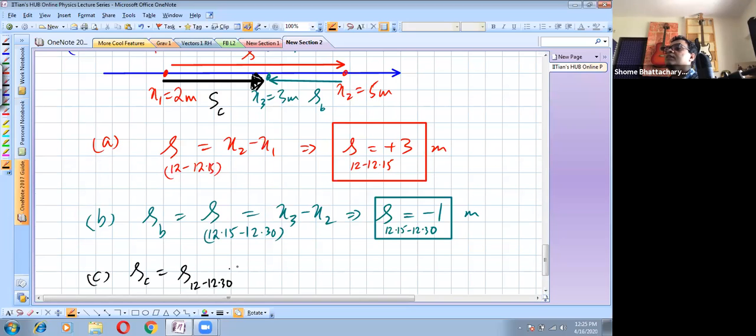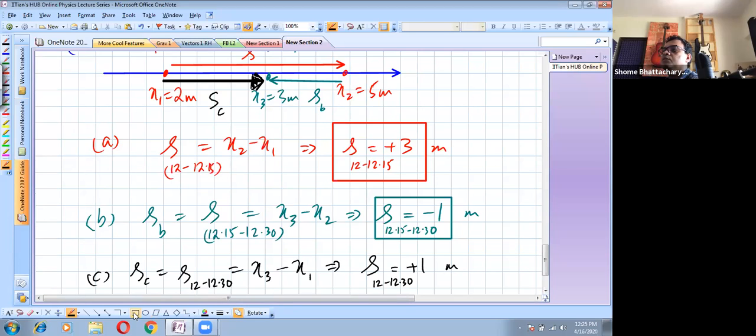So at 12:30, the final position is in fact x3, and at 12, the initial position was x1. So the final displacement for the whole journey from 12 to 12:30, that is in fact becoming how much? It is becoming 2 to 3. So this should become +1.